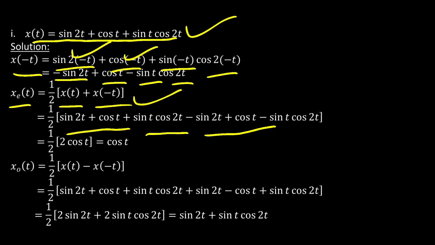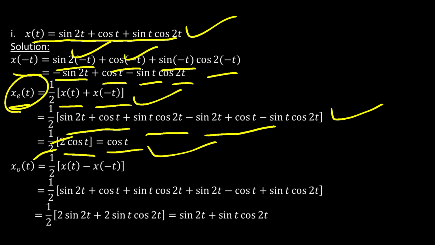Okay, now after performing the simplification in this equation, we get 1 by 2 [2 cos t]. Here 2 and 2 cancel, then we finally get the signal as cos t, that is x e of t is equal to cos t, that is, the even part is equal to cos t.